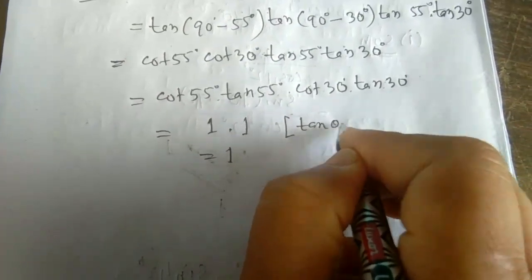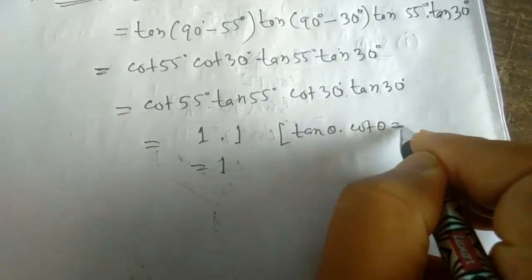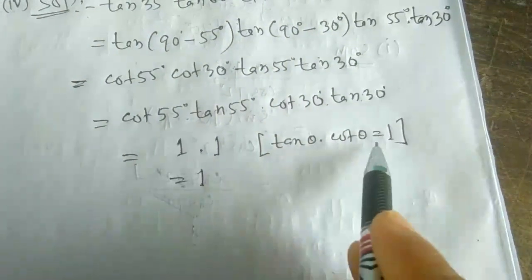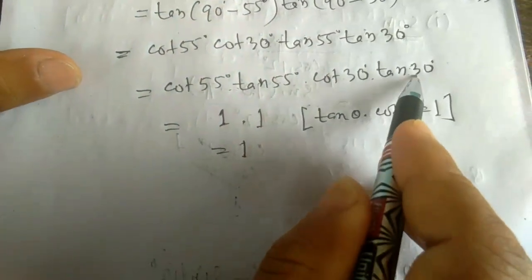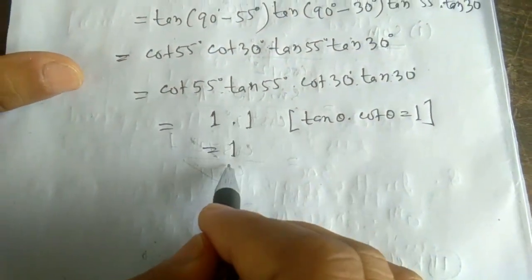Tan theta into cot theta equal to 1. The formula, no need to write, I have just shown you this one. That means this one, tan theta into cot theta is 1. This is tan theta into cot theta equal to 1. So 1 into 1 is 1. This is the answer.